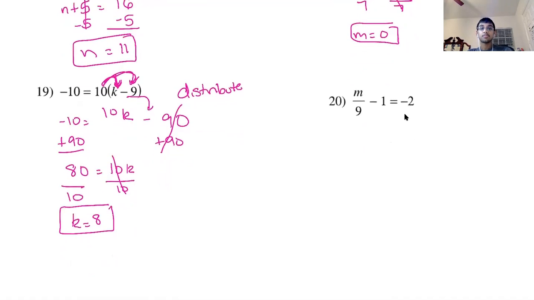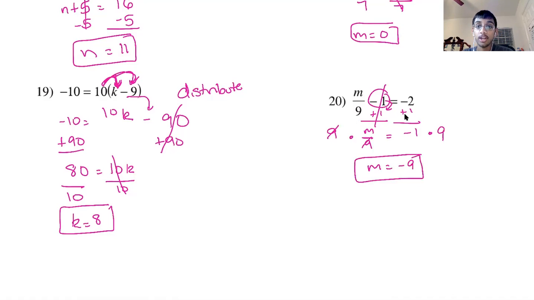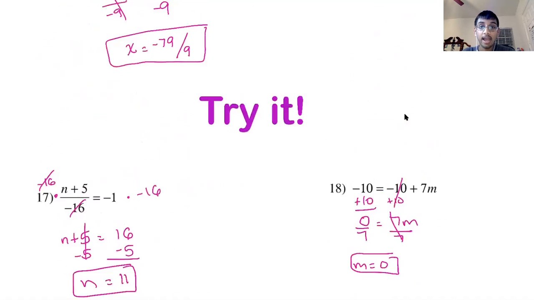Finally, we have one last problem. So for number 20, we want to figure out how to do this. So let's think again. Can I do addition or subtraction first? Yes, I can. I could take this negative 1 and add a positive 1 to both sides, right? So this would cancel out, and this would be negative 2 plus 1, which is negative 1. That's equal to m over 9. And from there, I could just do my one-step equation, multiply 9 on both sides, and therefore m would equal negative 9. And as you can see, we've solved all of these equations very simply if we just break it down into these two steps.